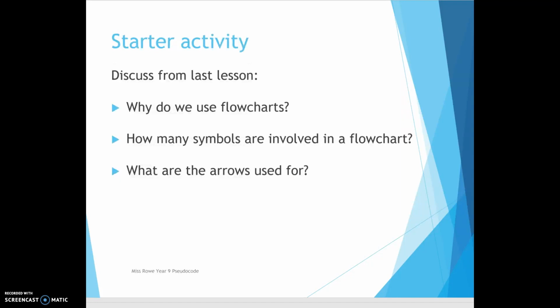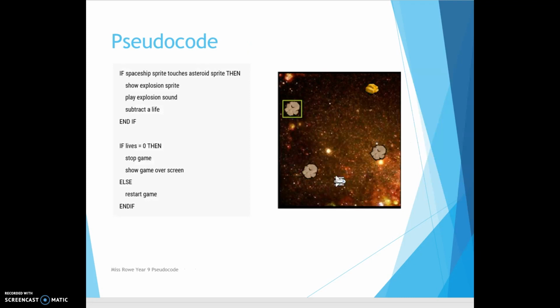Why do we use flowcharts? How many symbols are involved in a flowchart? And what are the arrows used for? You referred to your books from last lesson and went through. We worked out that it's used to visualise and troubleshoot, and obviously plan projects and program microcontrollers and map computer algorithms as well. There's a big list actually, so have a look at that. You can research it.